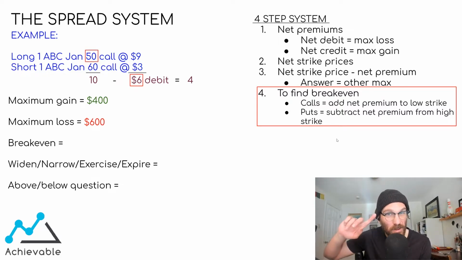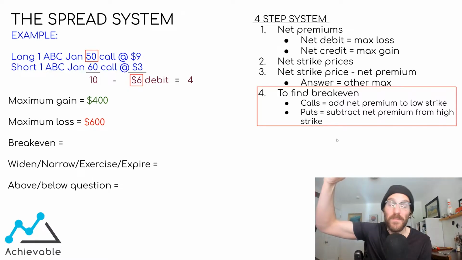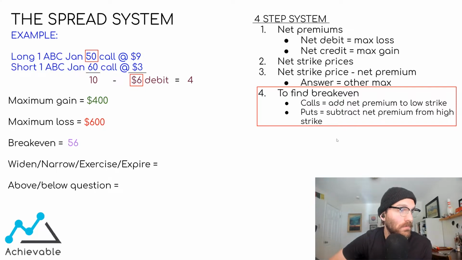Some people use call up, put down for this. This would be call up. We're going to count up from the low strike price. 56.